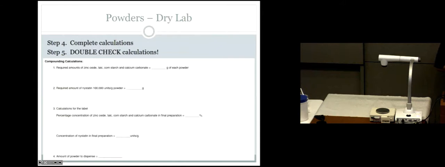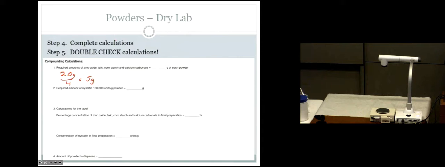The first one says, determine the required amounts of the zinc oxide, talc, cornstarch, and calcium carbonate. Because we knew that we were going to have all 4 of those QSing up to 20 grams, obviously 20 grams divided by the 4 ingredients would equal 5 grams per ingredient. Would you agree with that? Stop. First of all, don't ever trust me, for 2 reasons. A, I screw up, so if I make a math error, please correct me. Secondly, it's not right. I've already made a mistake.